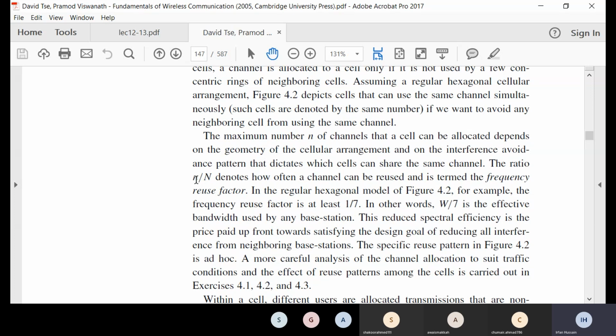The total bandwidth was W, and we are just using 1 over 7th of that W in any base station. This is quite reduced spectral efficiency, or not using all degrees of freedom, because you had W bandwidth, but because of avoiding interference you are just using W over 7 bandwidth. This is the price that we have to pay for reducing interference from neighboring cells.